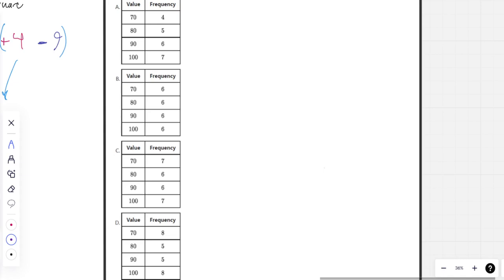Which one has the greatest mean? Okay, we don't actually have to calculate the mean for all of these data sets. I'm going to show you why. I'm going to draw out the shapes of all of these distributions. For example, this first data set is going to look something like this. This second one is going to look something like 70, 80, 90, 100.